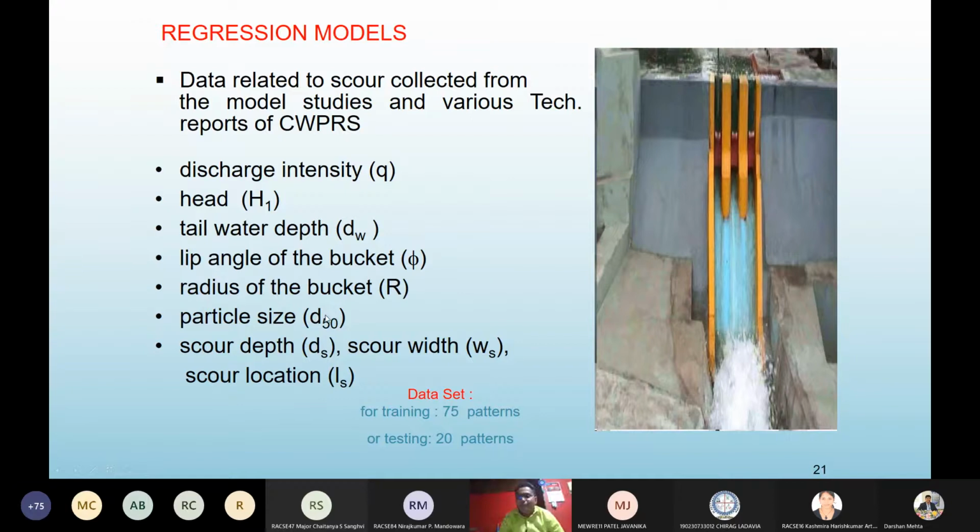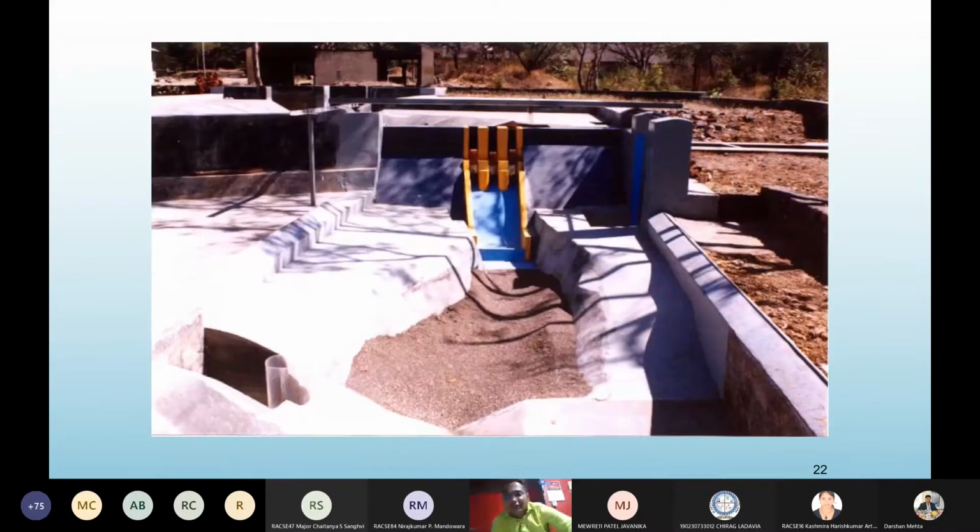One of the problems, as you may ask, is that we always compare model and prototype. Everyone has this problem. In the model we use sand of 2 mm or 3 mm, but in reality, I will show some slides, there are very huge boulders. But the scouring pattern and location will behave exactly the same. Okay, the behavior is the same. This is the model study I have conducted.